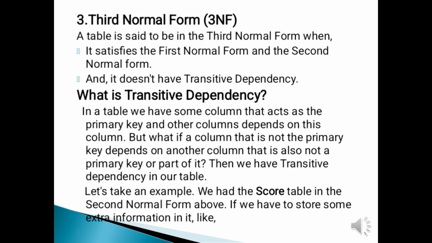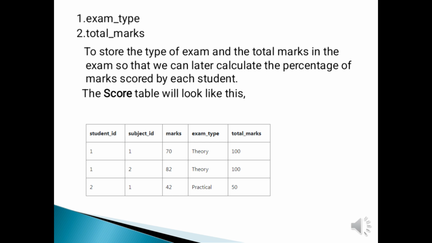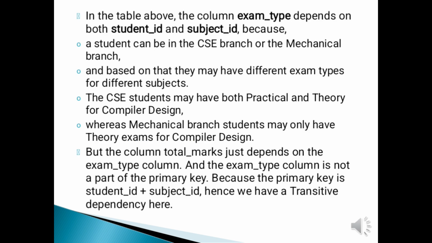Let us take an example. We had the score table in the second normal form above. Suppose we have to store some extra information in it, like exam type and total marks, to store the type of exam and the total marks in the exam, so that we can later calculate the percentage of the marks scored by each student. The score table will look like this: student ID, subject ID, marks, exam type and total marks.